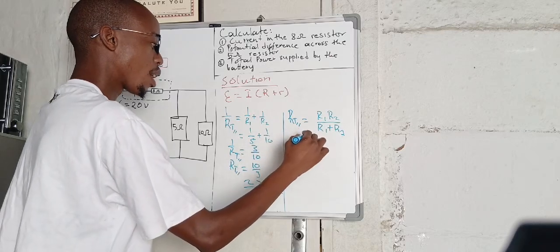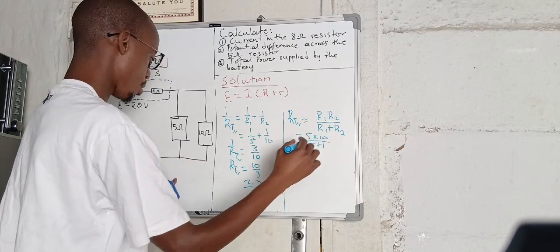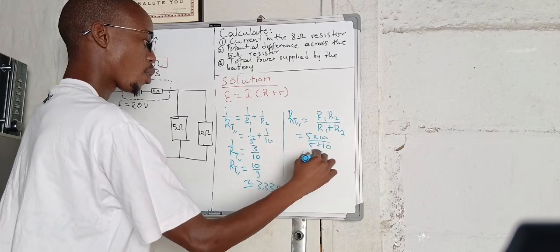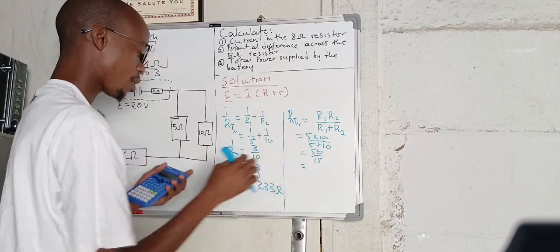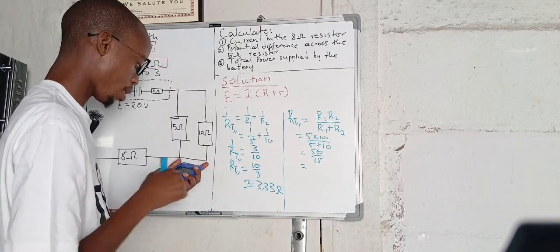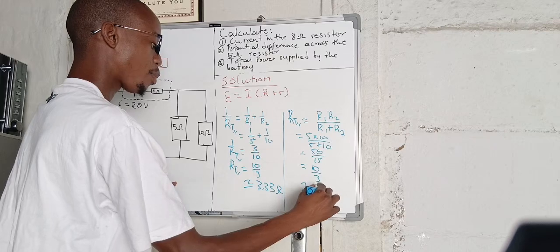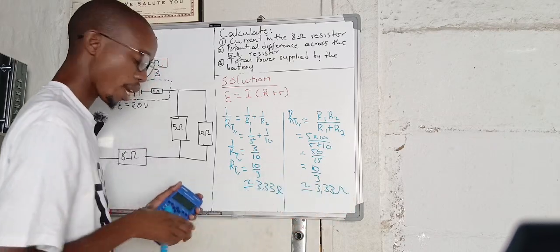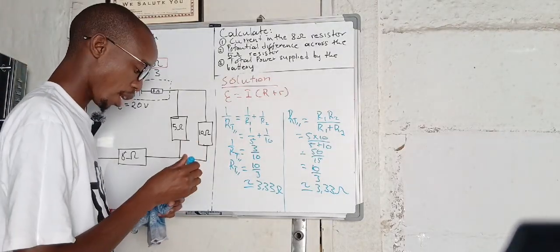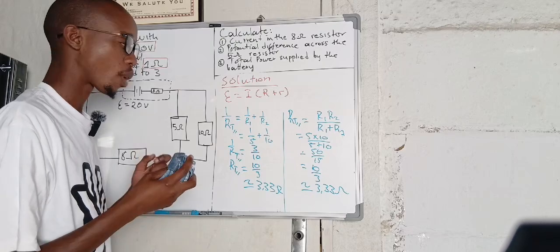Now let's proceed. I will have 5 multiplied by 10 all over 5 plus 10, which gives us 50 all over 15, which can be simplified to 10 over 3, which is approximately 3.33 ohms. So as you can see here, the answers are the same, different methods, correct. So you can use whichever one you want to use, so long as you get the correct answer.